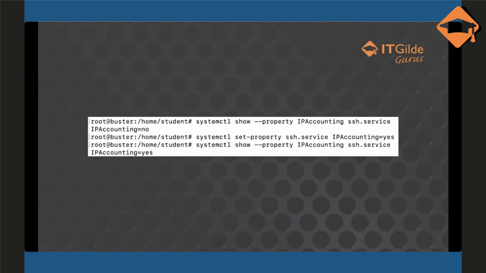In the example on this slide, the property IPAccounting is enabled, which is necessary if you want to have a good look at the incoming and outgoing traffic, and it's also needed if you want to enable access control on a specific service. Adding the parameter --runtime will have the effect that changes are not made in subdirectories of /etc/systemd, but in /run/systemd, with identical immediate effects. However, since the latter is lost on reboot, the changes are lost too.